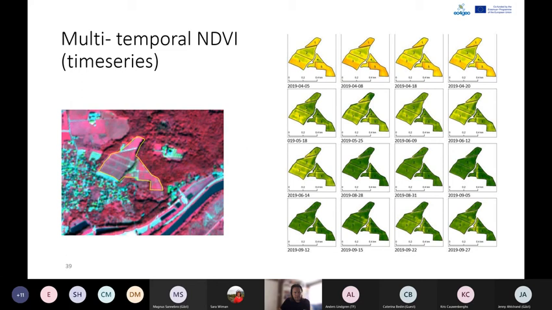Of course, there is a great advantage if you want to monitor vegetation, if you can use time series of multi-temporal images. This one shows a vineyard over the vegetation season, and you can very clearly see how the vegetation is developing on this plot. These are different registrations from the beginning of April to the end of September. You can see that the peak, the highest vegetation index, is in late August and the beginning of September.